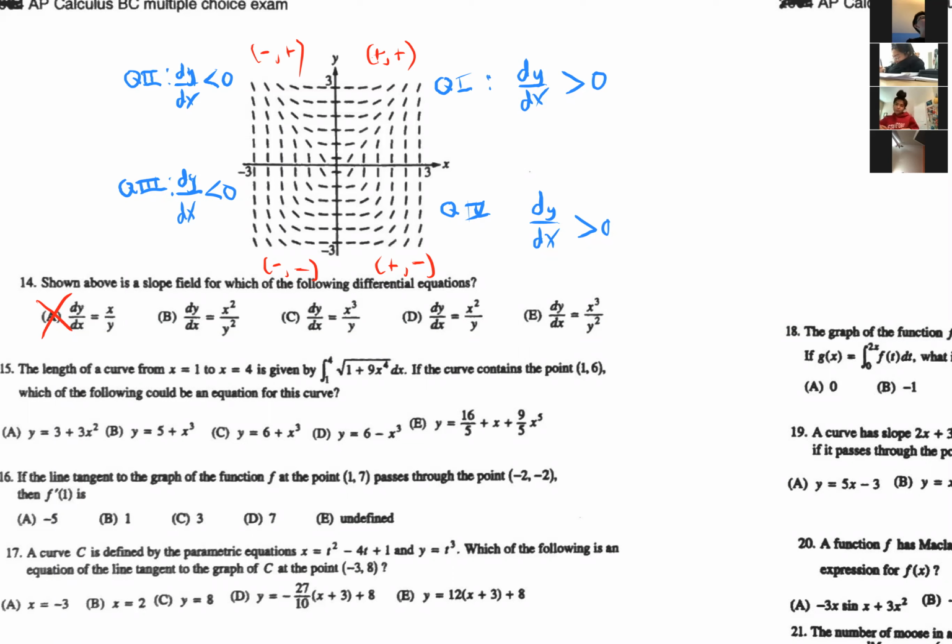So let's go to B. X squared over y squared, that can never be negative. So that wouldn't be consistent with quadrants 2 and 3. So I can rule this one out, because x squared over y squared will never give you a negative slope.